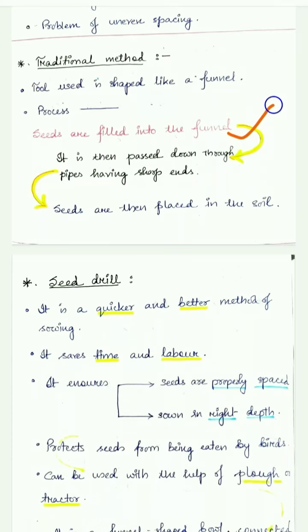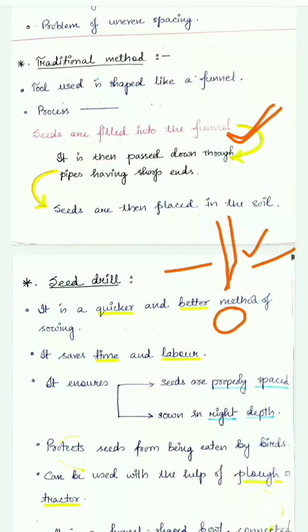Okay, so when you see the picture, the funnel, the first process, there the farmer will put the seeds in the funnel, and these seeds will then get passed through the pipes. Have you seen the pipe connecting with the funnel? So the seeds will pass through the pipe, and the pipe will have this kind of sharp ends. Somehow like this. What these sharp ends will do is go deep into the soil, and the seeds will get placed deep into the soil.